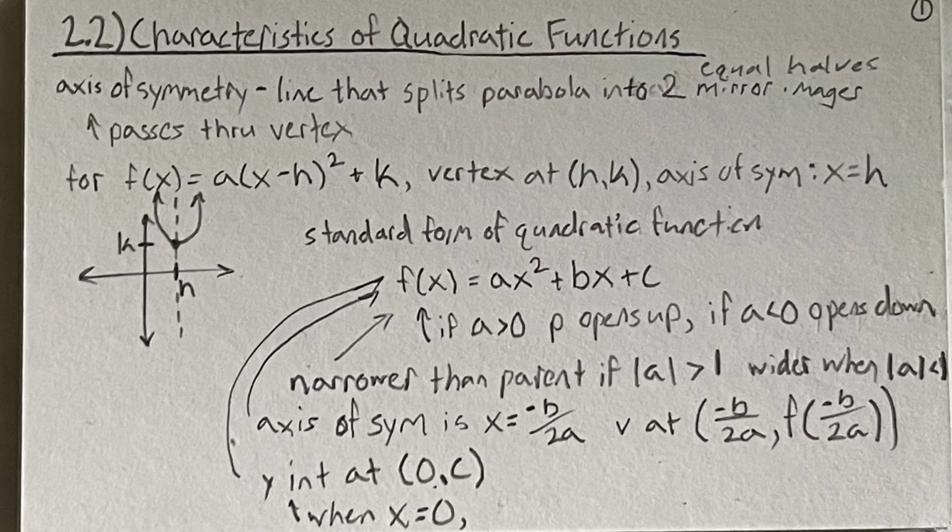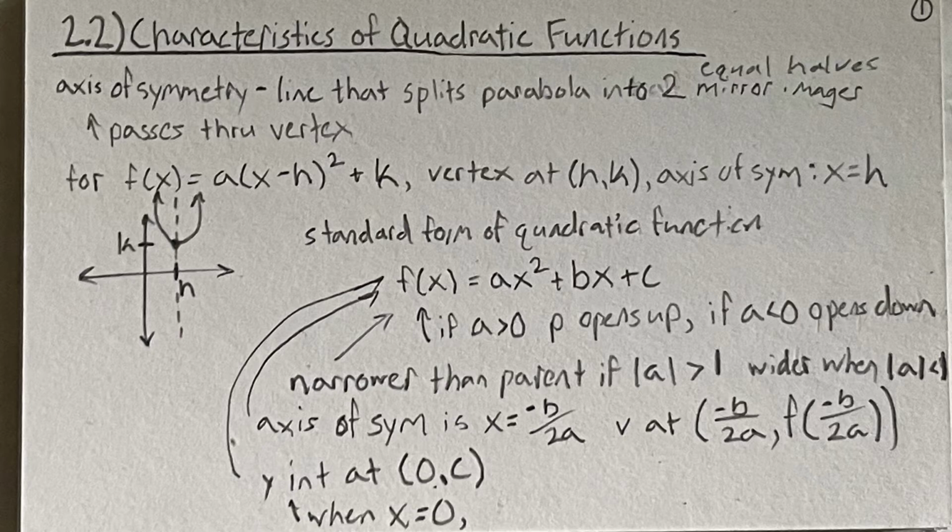Standard form of a quadratic function is f(x) = ax^2 + bx + c, where a, b, and c are constants. If a is greater than 0, the parabola opens up. If a is less than 0, the parabola opens down. The parabola is narrower than the parent function's parabola if the magnitude, or the absolute value, of a is greater than 1. It is wider when the magnitude of a is less than 1.